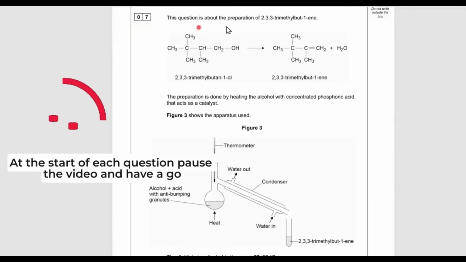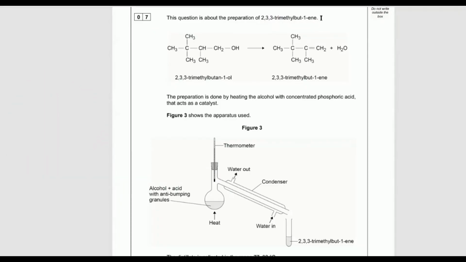It's about the preparation of an alkene from an alcohol. So we've got 2,3,3-trimethylbutene. We're making it from 2,3,3-trimethylbutanol. Once again, pause the video, have a read through all the information, then unpause and watch the walkthrough. All right. Let's get into this. So the preparation is done by heating the alcohol, that's the 2,3,3-trimethylbutanol on the left, with the concentrated phosphoric acid that acts as a catalyst, and you get a dehydration reaction and you form 2,3,3-trimethylbutene, which is an alkene.